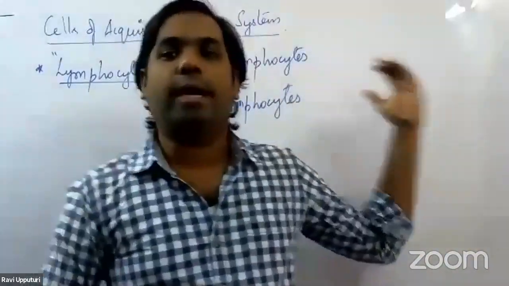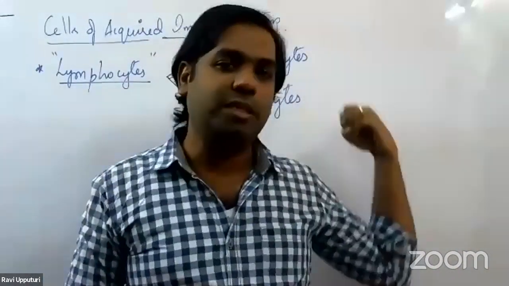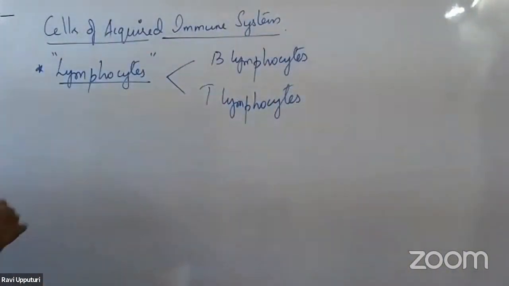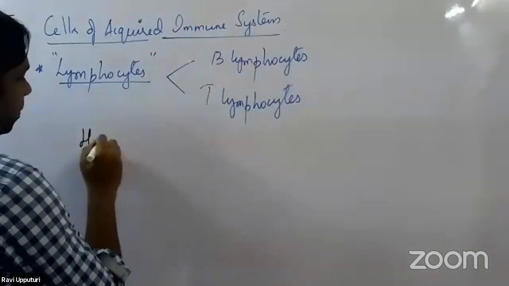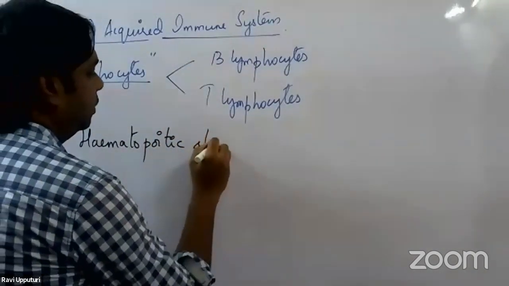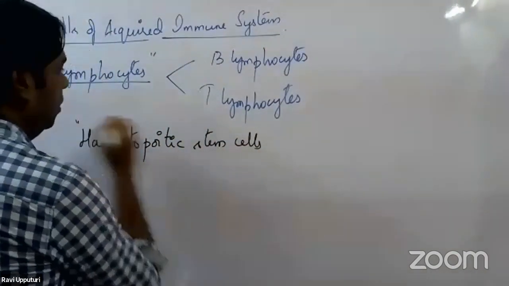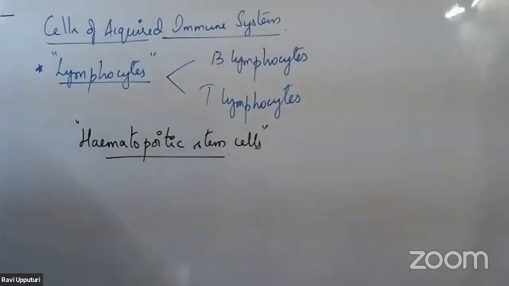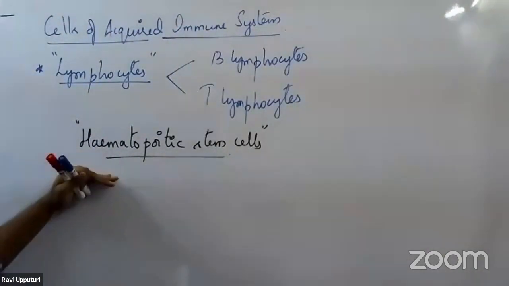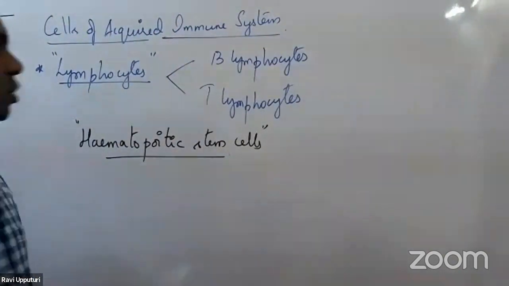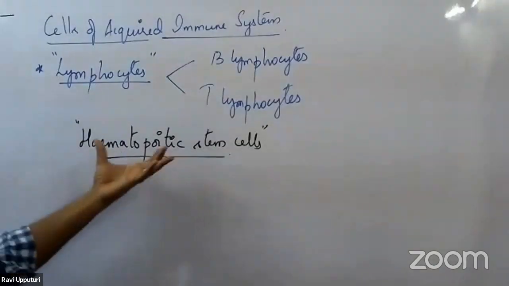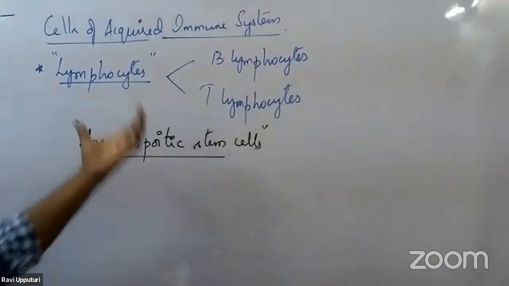Now, these two types of lymphocytes, the B lymphocytes as well as the T lymphocytes, are formed from something called hematopoietic stem cells. These cells, the T and B lymphocytes, are formed from a specialized type of stem cells called hematopoietic stem cells. In most cases, both of these cells are usually formed in the bone marrow from the hematopoietic stem cells.